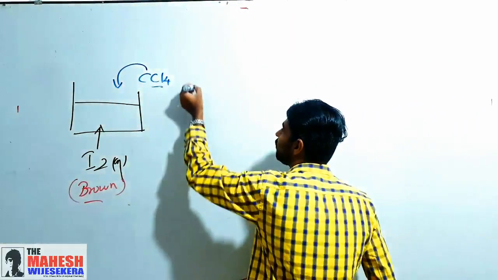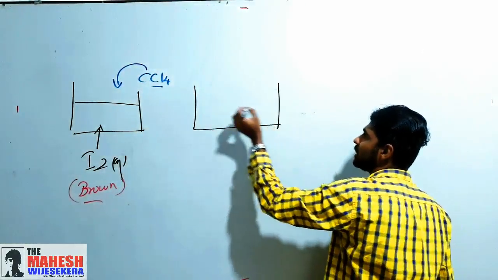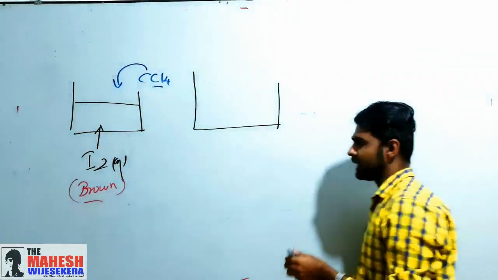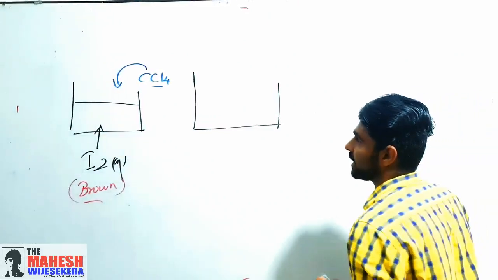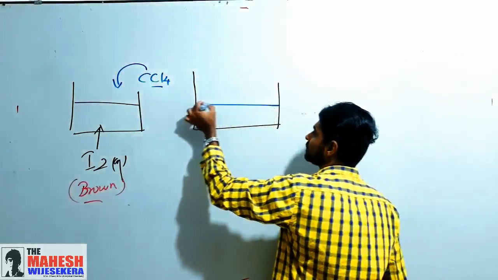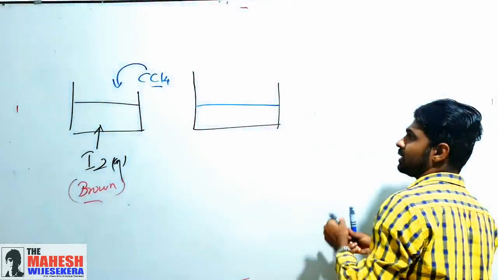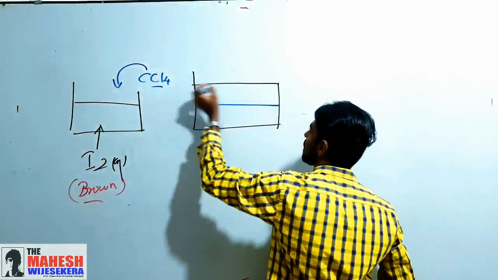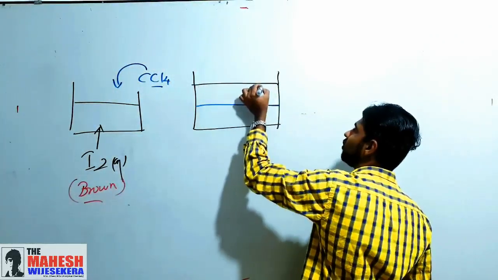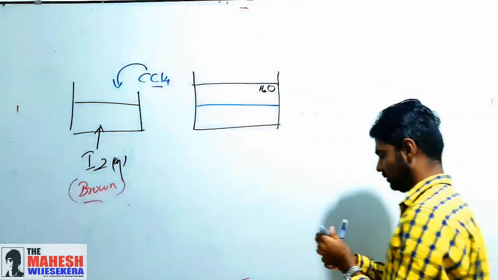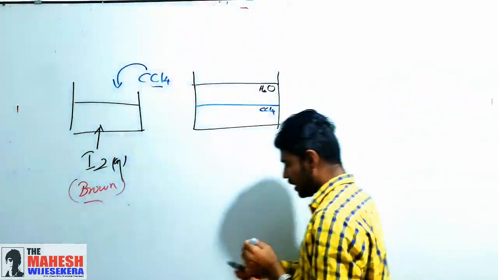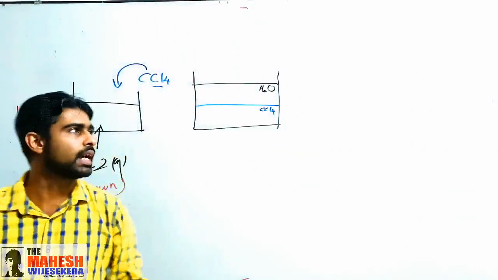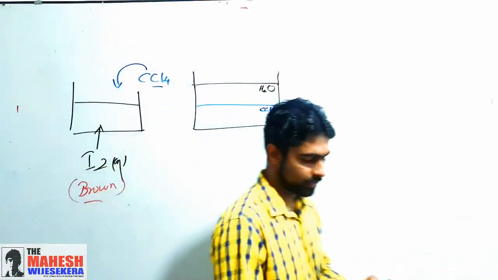Once you add CCl4, what's happening? I'll write CCl4 in blue color, and this is normal water. This is the water layer, and this is the CCl4 layer. You know that CCl4 has a higher density than water, therefore it goes to the bottom.